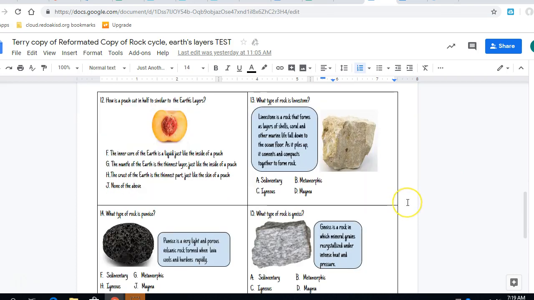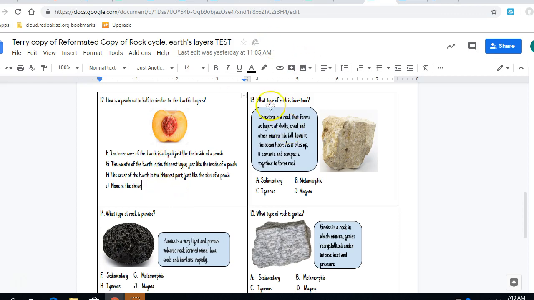Okay. Number 12, how is a peach that is cut in half similar to the Earth's layers? Is it F, that the inner core of the Earth is a liquid, just like the inside of a peach? Is it G, the mantle of the Earth is the thinnest layer, just like the inside of the peach? Is it H, that the crust of the Earth is the thinnest part, just like the skin of a peach? Or is it J, none of the above?